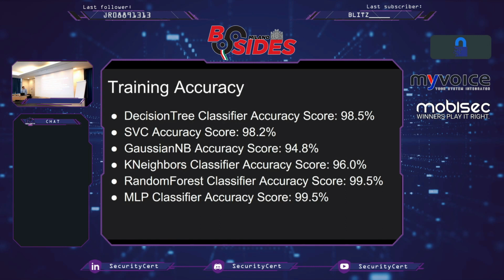Training accuracy. So these were the results that I got from my script, my models with training them. If you recall that white paper, the highest accuracy they had was 97%. So you see some of these models actually scored quite well. The lowest one was actually a 94.8% accuracy score, which is pretty well, I would think.